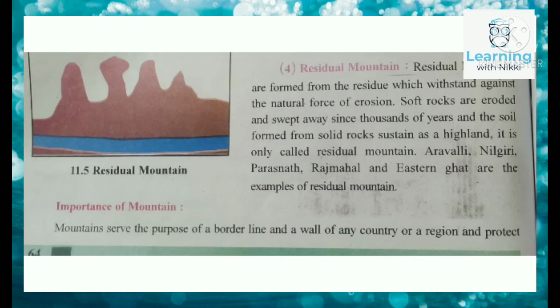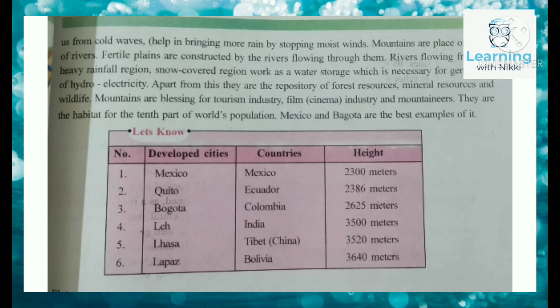Importance of mountains. Mountains serve the purpose of a borderline and a wall of any country or a region and protect us from cold waves, and they help in bringing more rains by stopping moist winds. They serve the purpose of a border. For example, if you take the Himalayas, they are in the north part of India, so they create the border from China and Nepal. So they protect and create the borderline. They even protect from the cold wave. If you look at the map of India, there we have the mountain range of Himalayas, and upside we have China and upside Russia also.